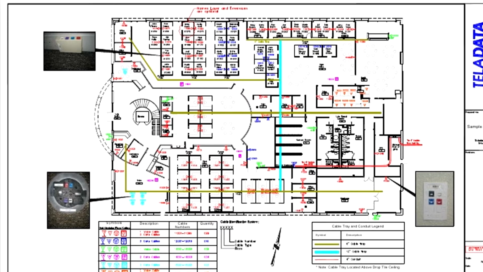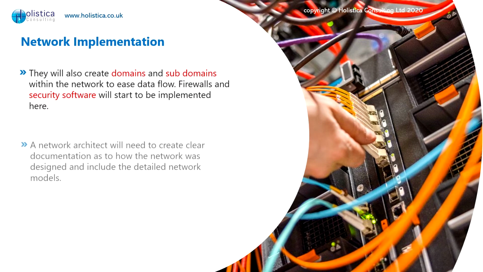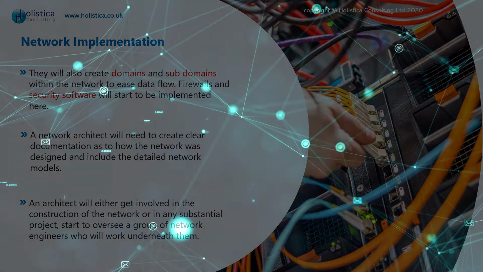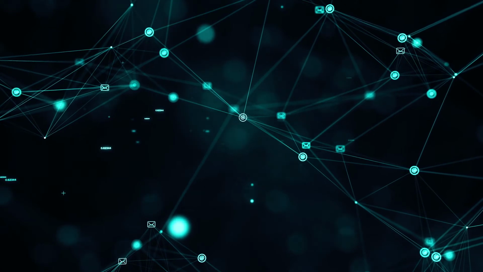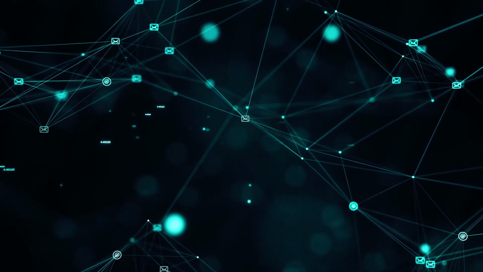Thereafter, they will start to think about the devices and the protocols which we spoke about earlier, and they'll start configuring all the nodes in that network, possibly assigning IP addresses to all those devices. They will also create domains and subdomains within the network to separate it all into segments to ease data flow. Firewalls and security software will also start to be implemented here.